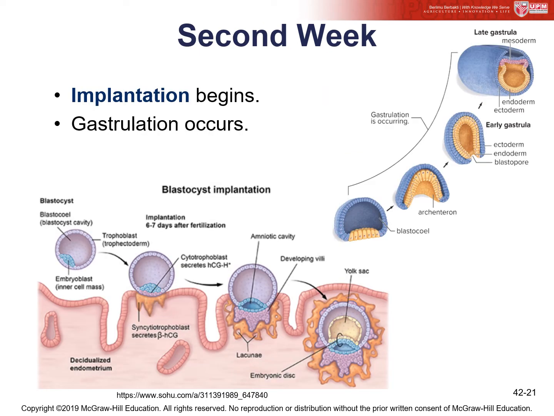Implantation will happen in the second week of pregnancy. As you can see here, we have the blastocyst, where we have a structure we call the inner cell mass. The inner cell mass is responsible for the process of implantation. And after implantation happens, at the same time, gastrulation also starts until it reaches late gastrulation.